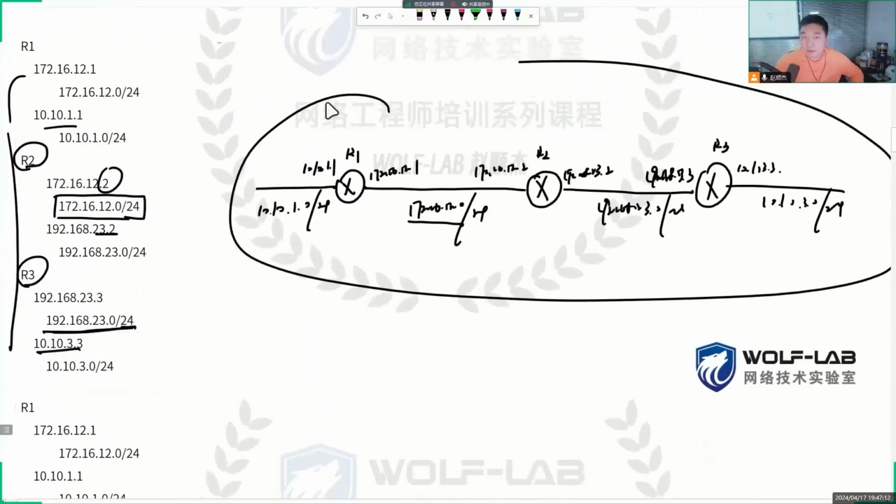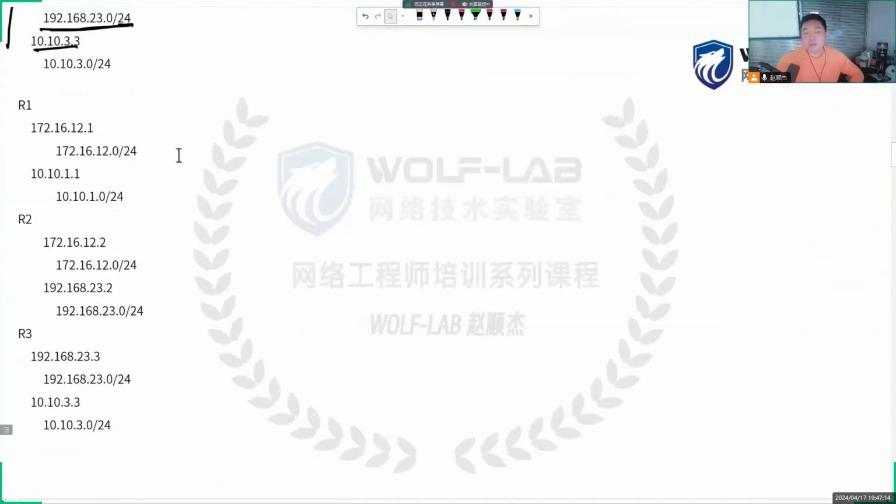Then take R2's database and look at it. Can you get the same diagram? Isn't it also possible?